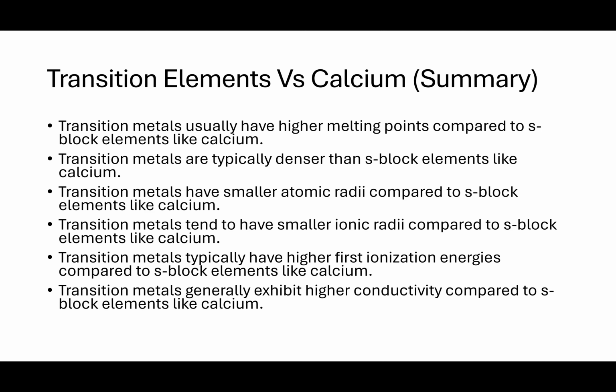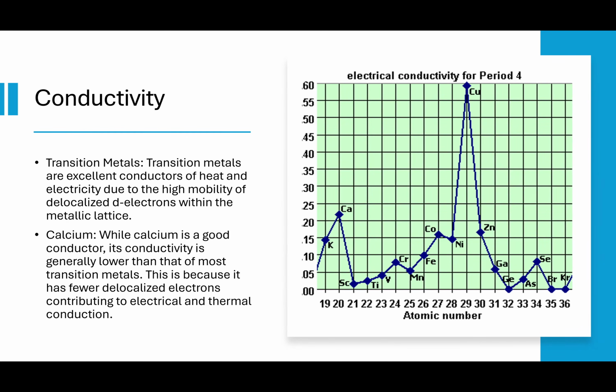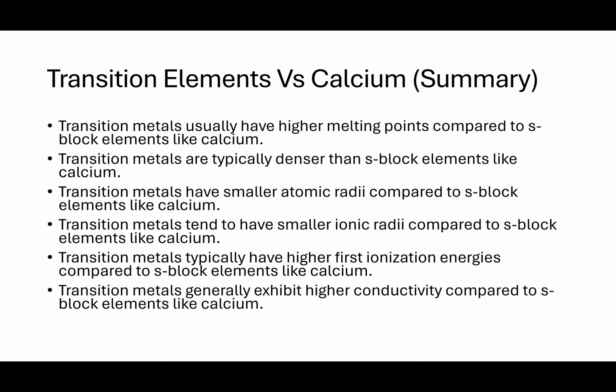The transition metals typically have higher first ionization energies than S-block elements like calcium, and transition metals generally exhibit higher conductivity. There's a reason why I put generally there, because not all of them. I didn't put typically, but generally, because we looked at the fact that calcium actually has more conductivity than some. So I just put generally. They have a higher conductivity compared to S-block elements like calcium. So this is the entire thing.